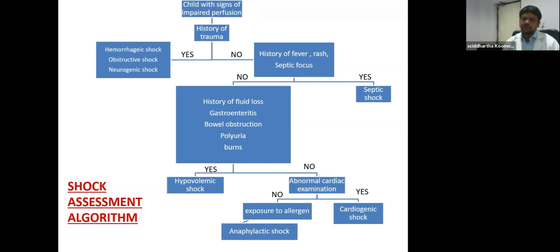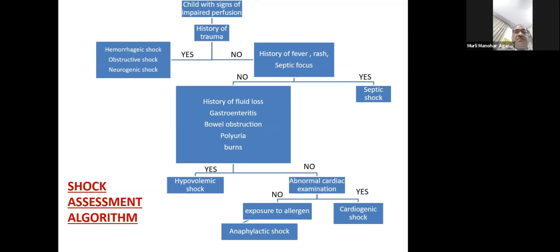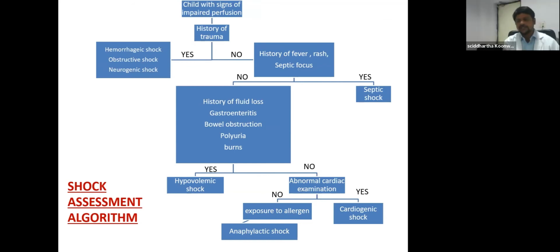If the answer to these questions is also no, then we go for cardiac examination. If the cardiac examination is abnormal, then we ask about history of any congenital heart disease, and we examine for any muffled heart sound. If the answer to this is yes, that means the patient might be in cardiogenic shock. If the answer is no, then we look for any exposure to allergen. If there is any exposure to allergen, that means the patient might be in anaphylactic shock.